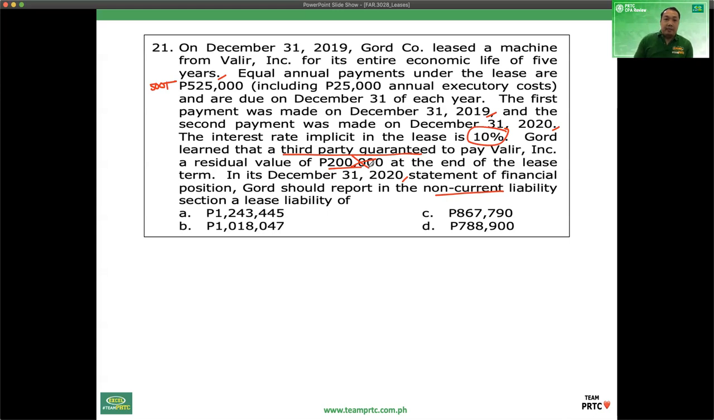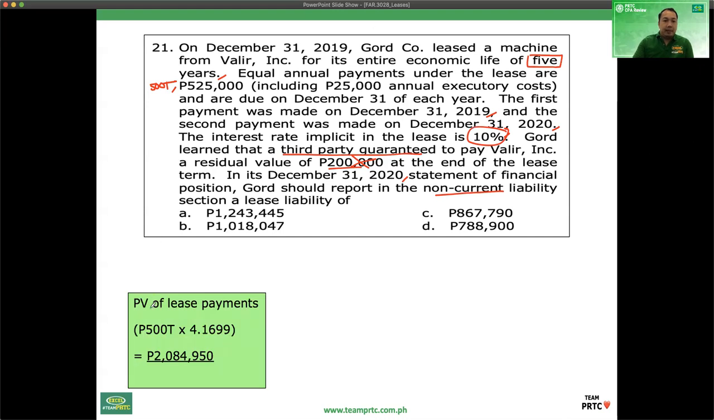Okay, so initial measurement of the liability, that's 500,000. I-discount natin at 10%. Okay, term 5 years. Advance. So the first payment made on December 31, 19. So advance. Okay, get the present value. 500,000 excluding executory costs times the factor. Okay, 500,000 times the factor. Ano itong factor na ito? Advance annuity. 10%. Okay, 5 periods.